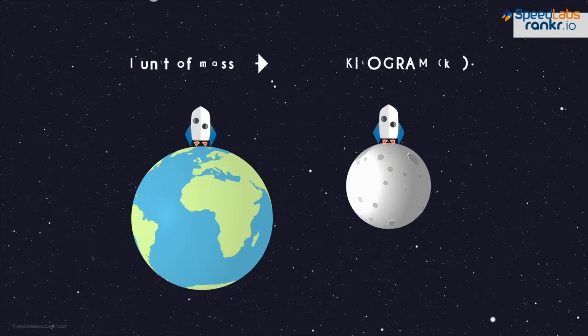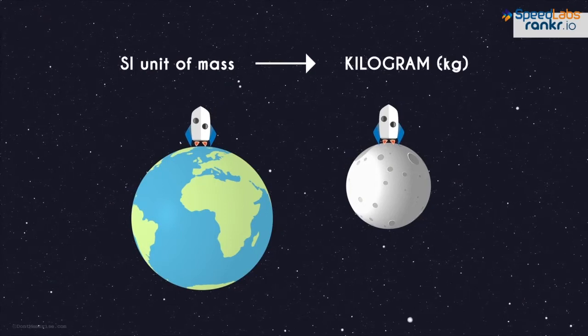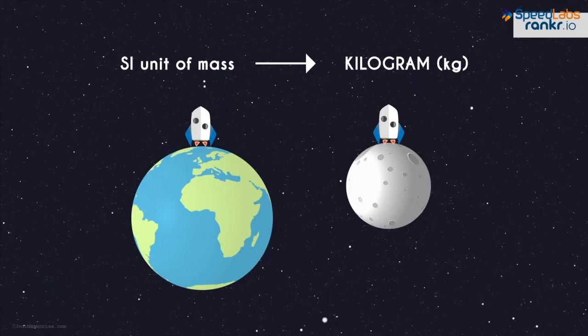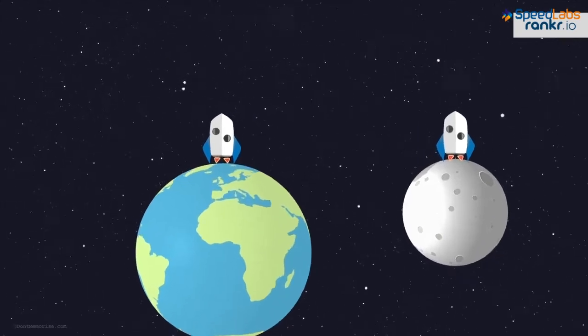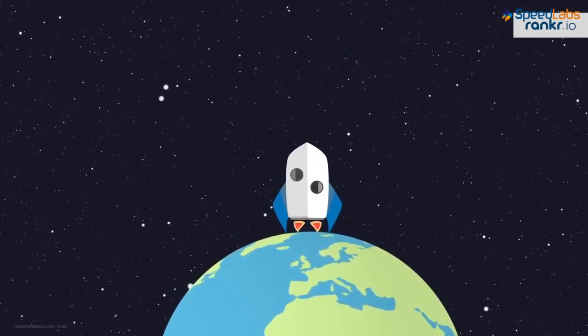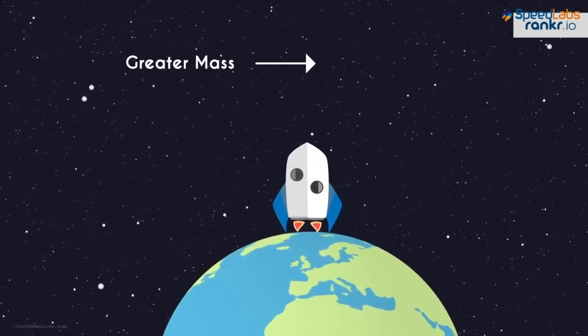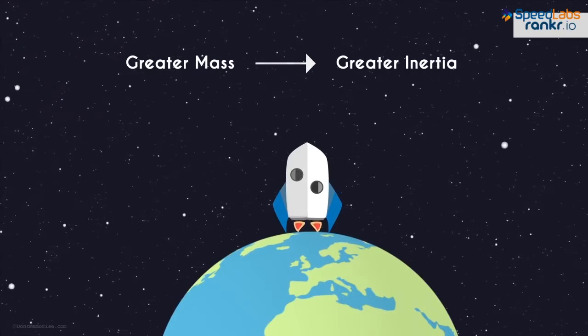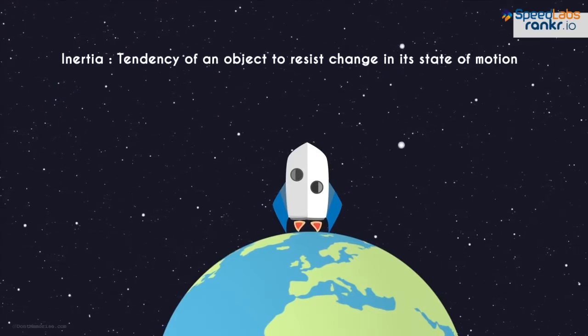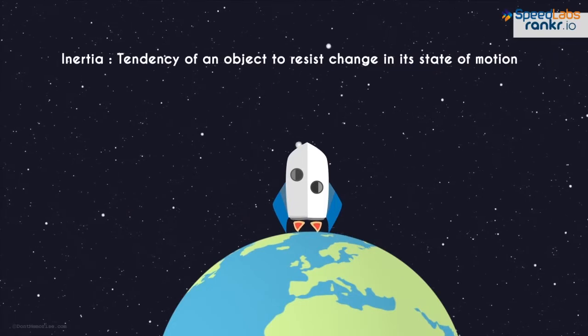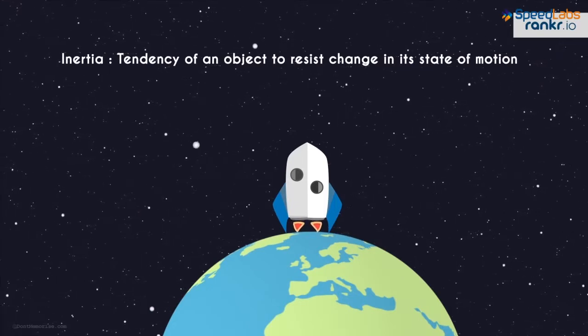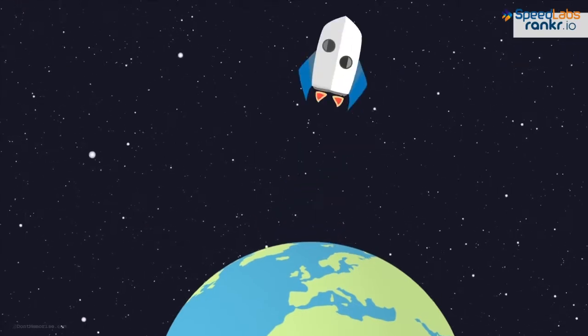The standard metric unit of mass is the kilogram. Another concept we'd learnt about an object's mass was that it is a measure of its inertia. Greater the mass of an object, greater will be its inertia. Inertia is nothing but the tendency of an object to resist change in its state of motion. So now we have an idea about what mass is.